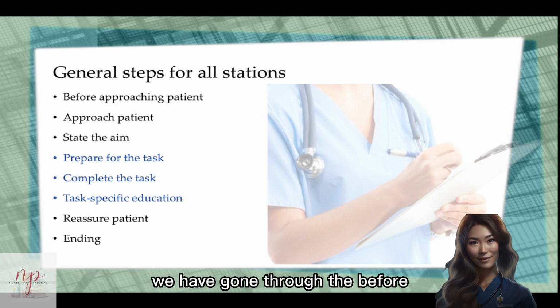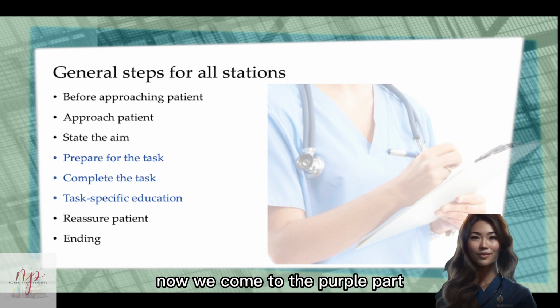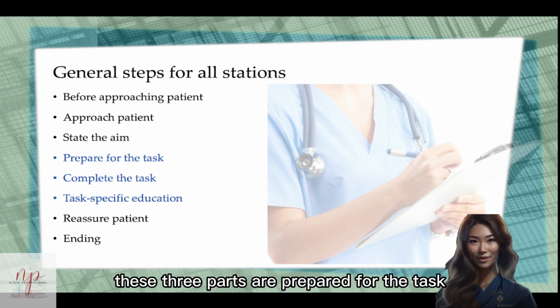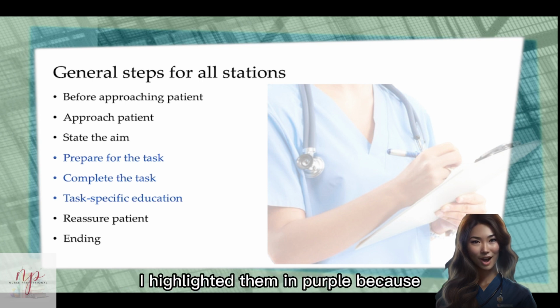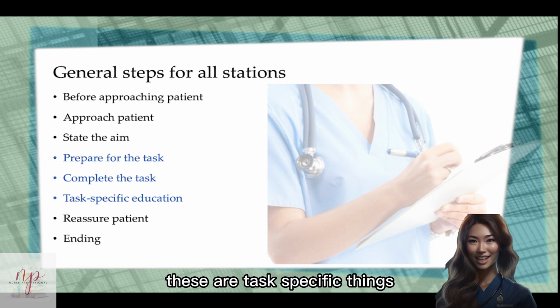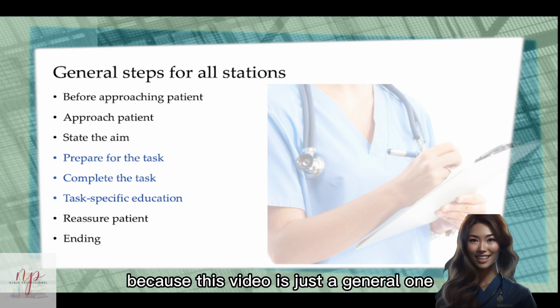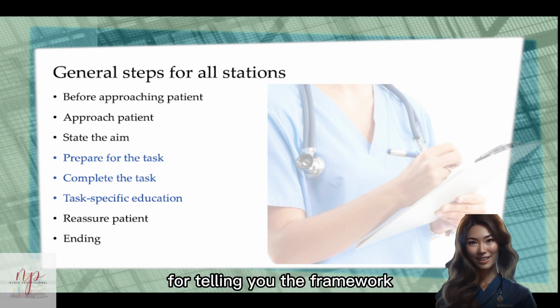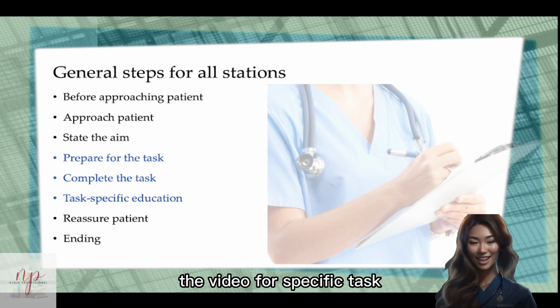Alright? So now we look at all the steps here. We have gone through the before, approaching patients, and state the aim. Now we come to the purple part. These three parts are prepare for the task, complete the task, and task-specific education. I highlighted them in purple because these are task-specific things. Then I have to go over these things one by one in different videos, because this video is just a general one telling you the framework of doing all the procedures. So after these you need to watch the video for the specific task.